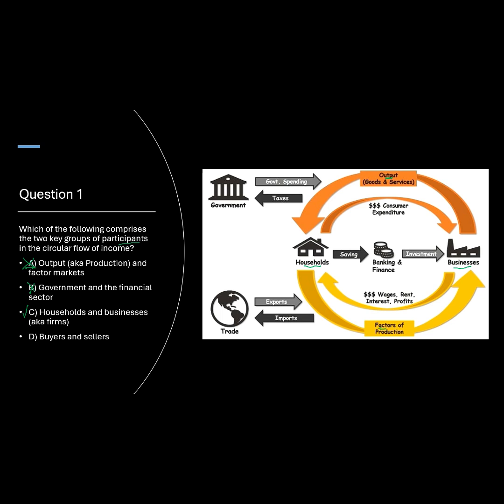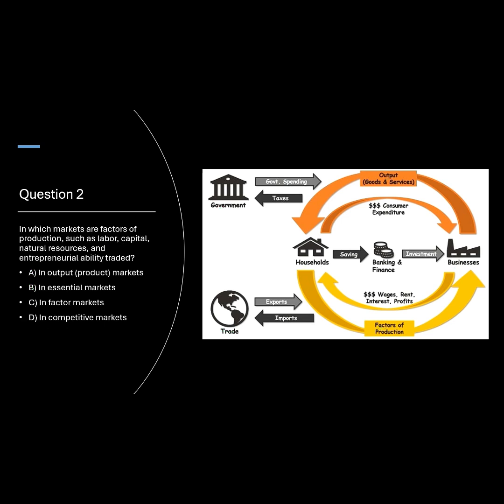And the last answer was buyers and sellers. Well, buyers and sellers could be anybody. It could be people in trade. It could be in government. So no, that would not be correct. All right, so households and businesses are the key participants in the circular flow of income. All right, let's go to the next question.